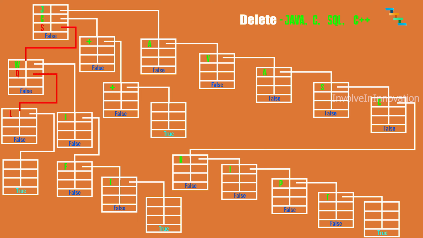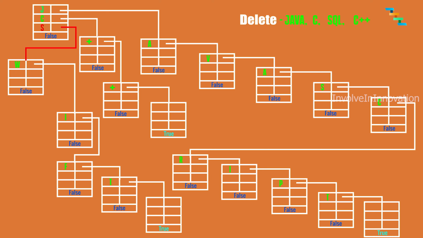And here we can find L. And then traverse to the last node. Here we can see this node doesn't have any keys and only has a true flag. So in this case, we need not just mark this, but we need to delete this completely. So here, to delete the key Q, we have C++.